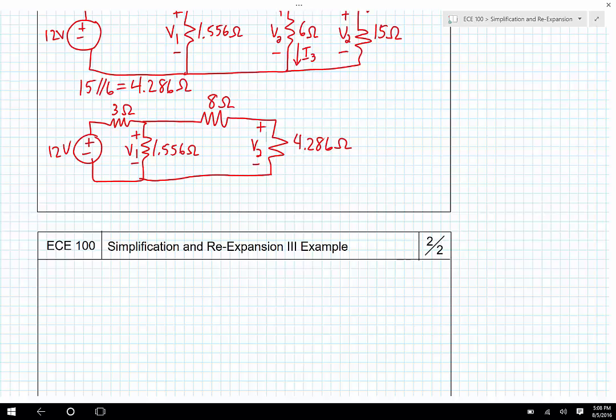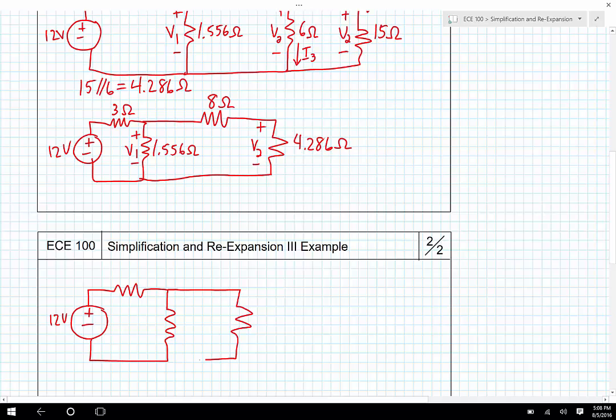I'm going to combine the 2 resistors in series, and so I end up with a circuit that looks like this. So here's 12 volts, and I have the 3 ohms. Here's the 1.556 ohms, and then this is going to be the series combination, 8 plus 4.286. I can do that in my head. I said I could do it in my head and then I didn't.